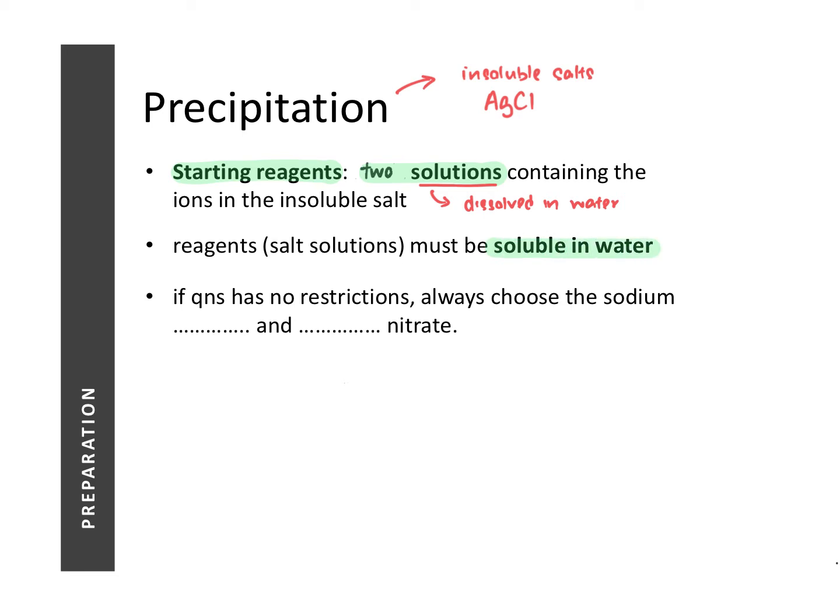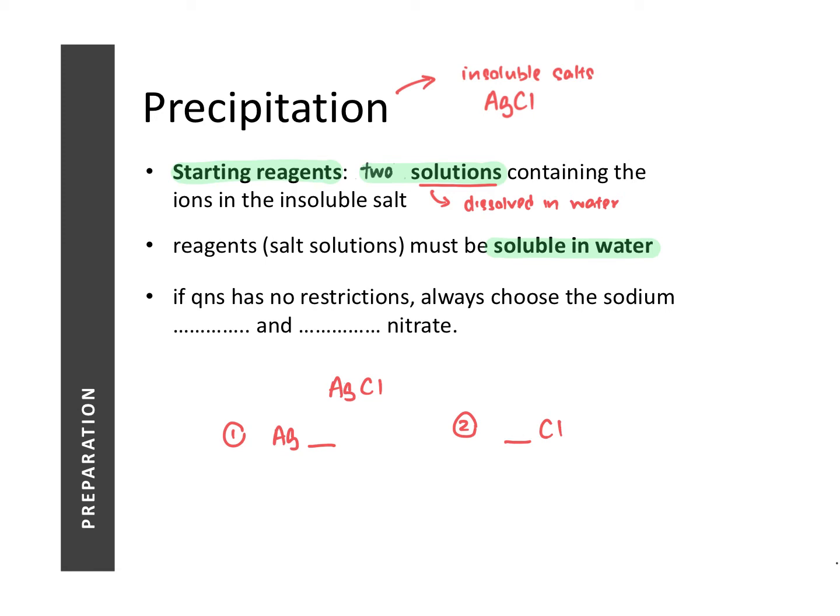Now, so for example, silver chloride. To prepare silver chloride, we need to mix 2 things, 2 reagents. The 2 reagents must be soluble in water. One of them must contain silver, so silver something, and the other one must contain chloride, so something chloride. And both must be soluble in water.